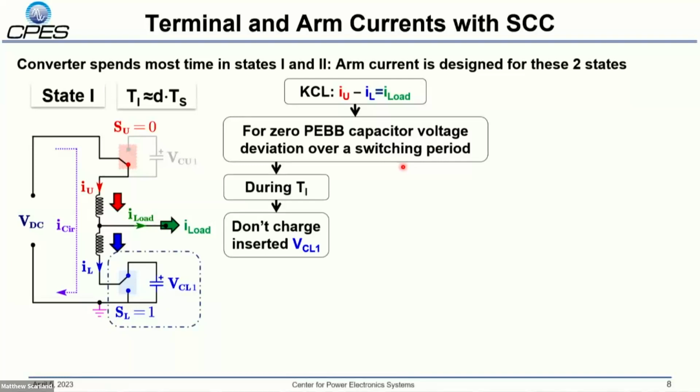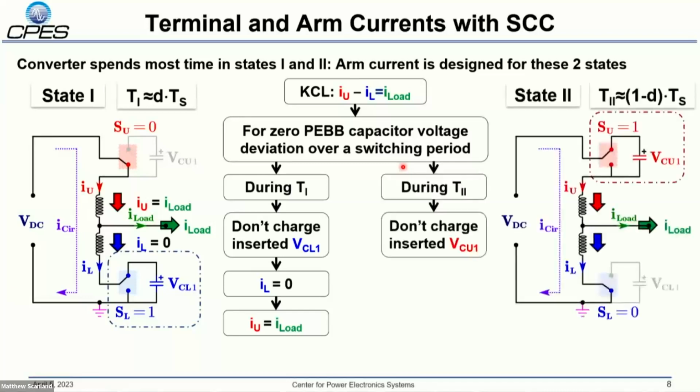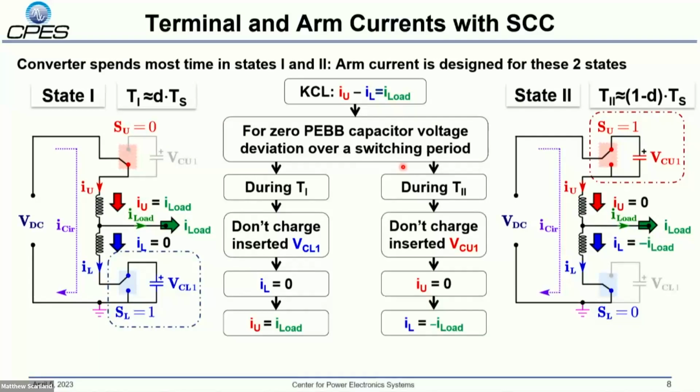Well, whenever the capacitor is inserted, you can regulate the current through it to be 0. Well, easy enough, easy said. You can make IL equal to 0 and the upper arm takes up the rest of the load current. Similarly, for the state 2, it's repeating the same process. So upper arm is inserted. You make the current through it 0 and the lower arm takes up the rest of the current. And this is fairly well understood. This is not a new thing.